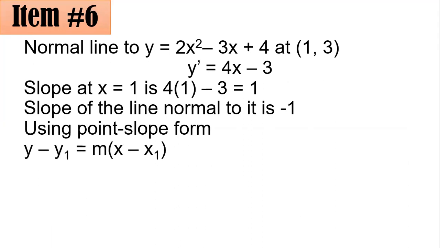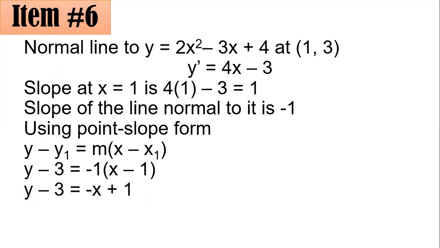We can now utilize the point slope form, and (1, 3) will represent your x sub 1 and y sub 1 still, and negative 1 now will be your m, or slope. For such, by substitution, you have y minus 3 equals negative 1 times the quantity x minus 1. Distributing the negative 1 to the x minus 1, we arrive at y minus 3 equals negative x plus 1.